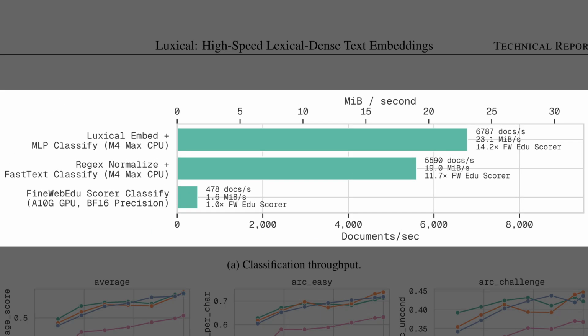So, the previous figure linked Luxical speed to downstream accuracy, and this bar chart drills into raw throughput for end-to-end scoring pipelines. The full plot compares documents per second and MB per second for 3 setups. The top bar shows Luxical embedding plus MLP classification on an M4 Max CPU handling about 6,800 documents per second, roughly 14 times the FineWeb-Edu score. The middle bar shows a regex plus fastText pipeline, which is slightly slower at about 5,600 documents per second. The small bottom bar marks the FineWeb-Edu score on a powerful A10G GPU, which only reaches about 480 documents per second.